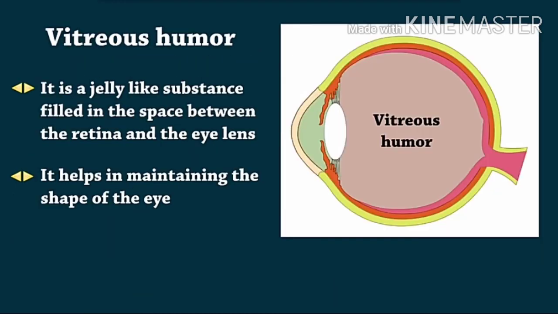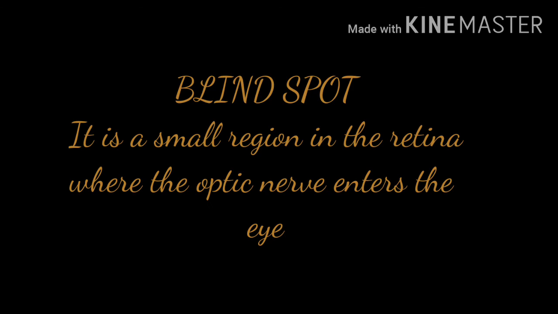Vitreous humor. It is a jelly-like substance filled in the space between the retina and the eye lens. It helps in maintaining the shape of the eye. Blind spot. It is a small region in the retina where the optic nerve enters the eye and where there are no light sensitive cells.